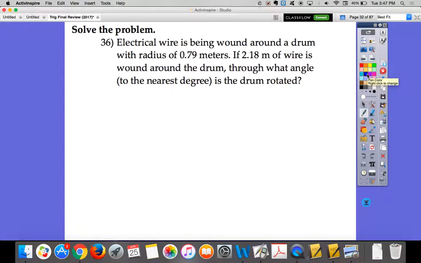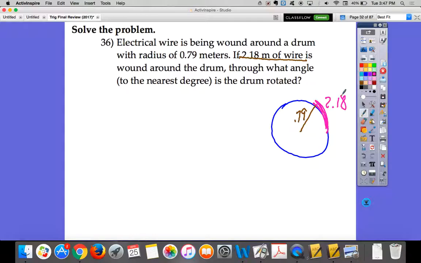Still working with the radian word problems. We have electrical wires being wound around a drum with a radius of 0.79 meters. If 2.18 meters of wire is wound around the drum, now think about it. You've got a circular item here, and they're telling you that the radius is 0.79. If this is how much wire you have, remember it's going on the exterior portion. So this is the part that you have that is 2.18.